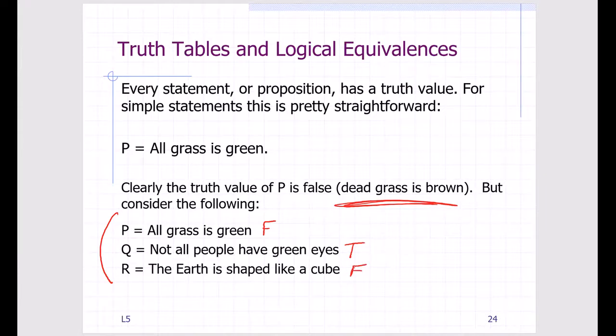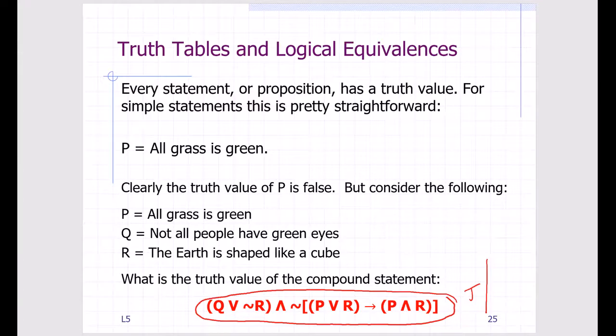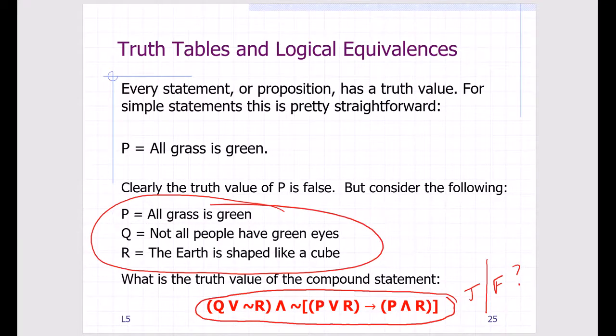Okay, so now we have three statements, and we have the truth values of these statements. So what happens if we combine them into a big compound statement? For example, like this mess down here, is this true or is this false? You only have two options. The overall truth value of this messy compound statement has to be either true or false based on the values of these statements. And we said false, true, and false.